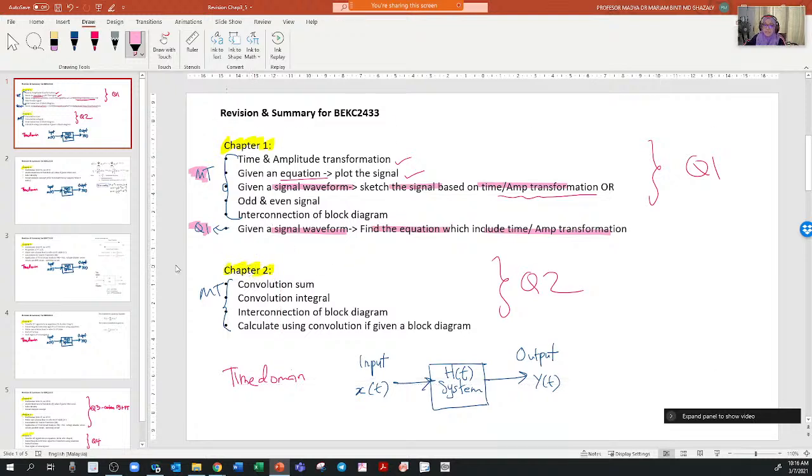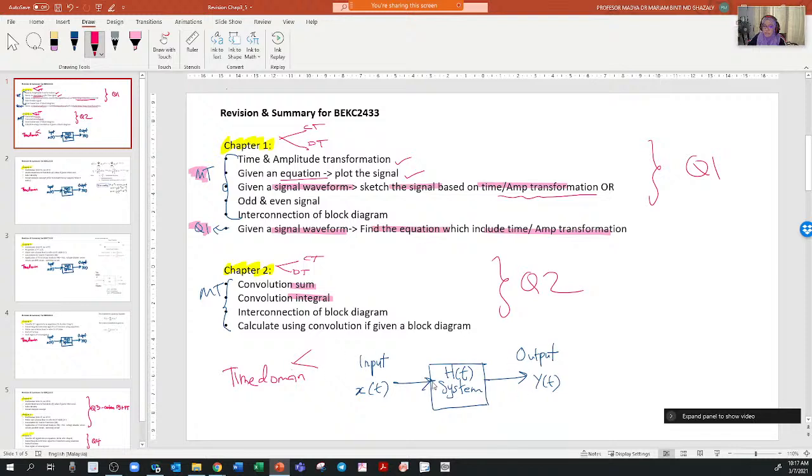For chapter 2, you have learned, I explained about the convolution sum, and then you also did the convolution integral. So convolution sum and convolution integral are two different things. Remember, for chapter 1 and chapter 2, you learn that you have the continuous time and the discrete time. Same thing goes to chapter 2. You have the continuous time and discrete time. We call this under time domain.